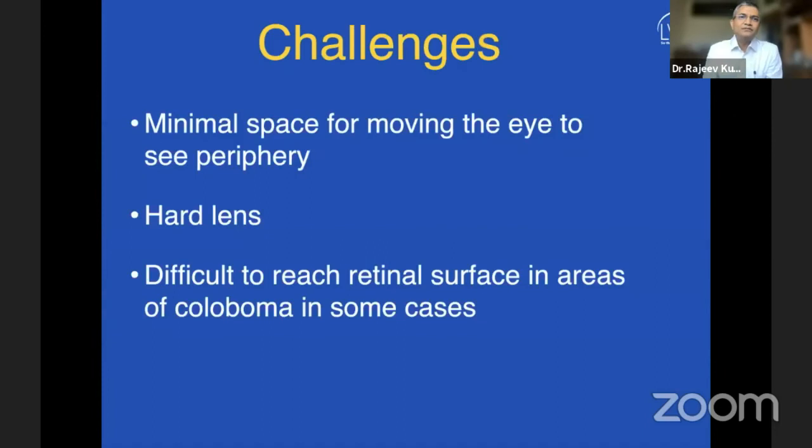These are the challenges which we face, and how I managed that is I had to extend the sclerotomy a little and remove it like a perfluorocarbon-free delivery. So in short, that's what it is.